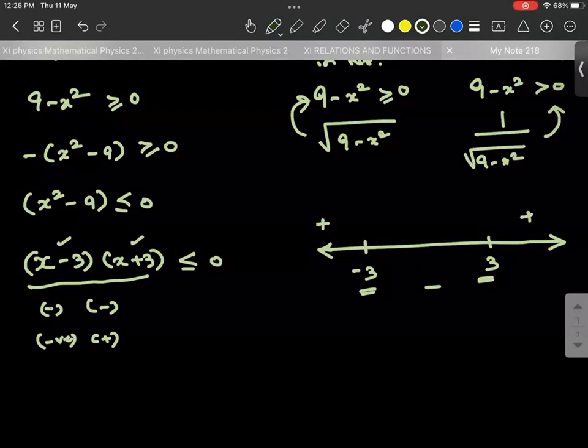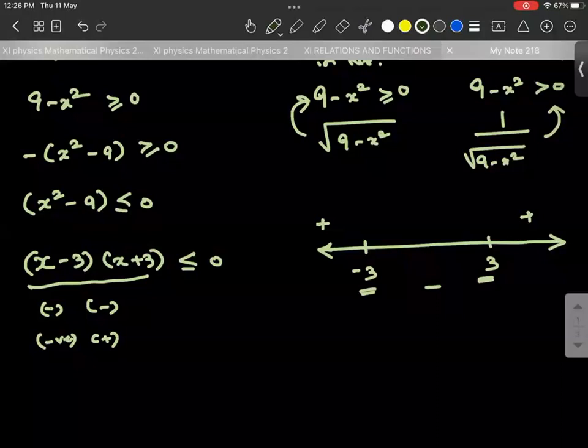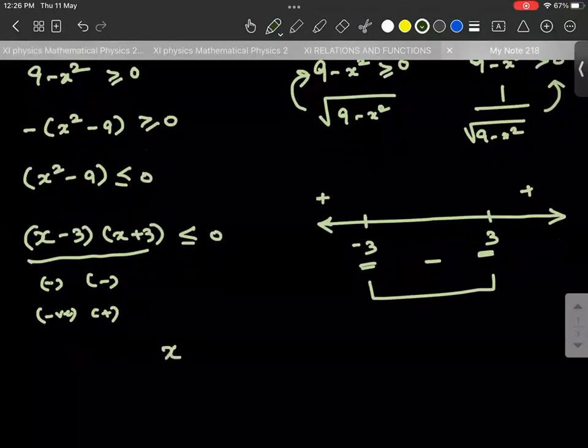So if you look throughout the number line, what values of x am I supposed to choose for this inequality to be true? I need to choose only those numbers where the product of x minus 3 and x plus 3 is coming out to be less than 0. So where am I getting less than 0? Between -3 to 3. Am I clear with what I'm explaining? So the domain is x belongs to -3 to +3.